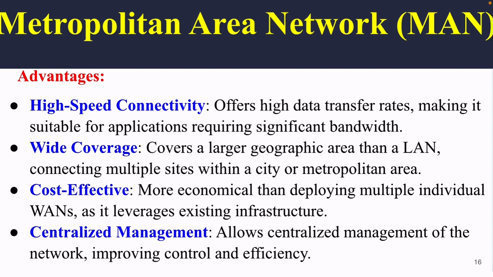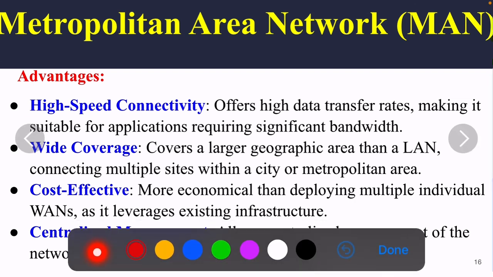The next is metropolitan area network advantages. So what are the advantages of metropolitan area network? First is high speed connectivity. It offers high data transfer rates, making it suitable for applications requiring significant bandwidth. The speed of the data can easily reach 1000 Mbps. Why? Because MAN uses fiber optics cable, and files and database transfer rates are faster because of the use of the fiber optics cable.